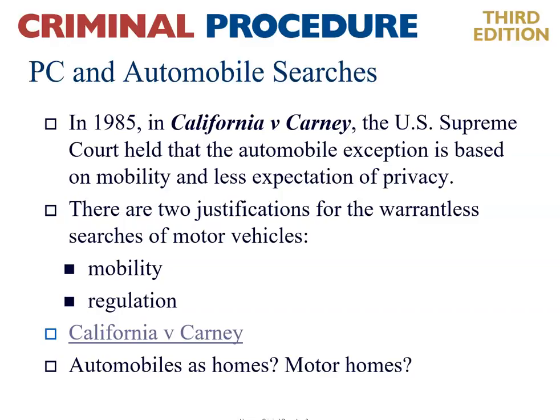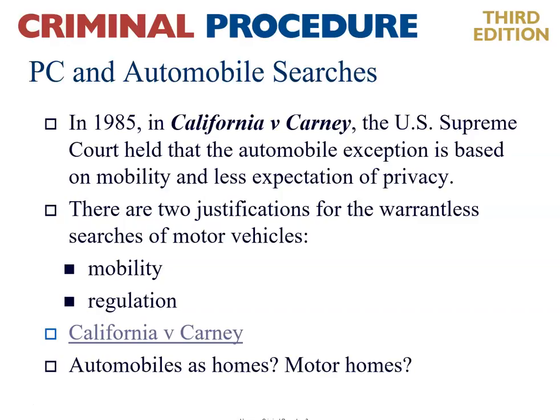So, again, when the police have probable cause to believe that there's contraband in the vehicle, they may conduct the warrantless search of the vehicle, okay? And if they choose to impound it and get a search warrant, then they can do that as well. And in another case in 1985, California versus Carney, the U.S. Supreme Court held that the automobile exception is based on the mobility and lesser expectation of privacy.